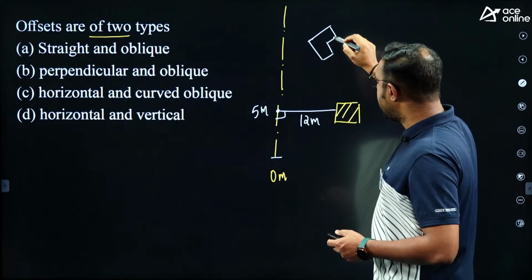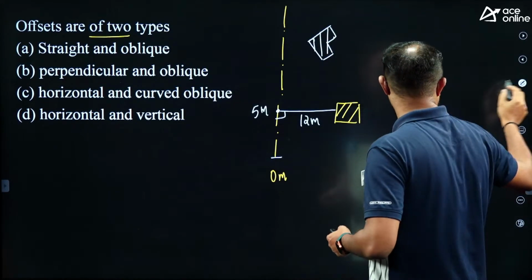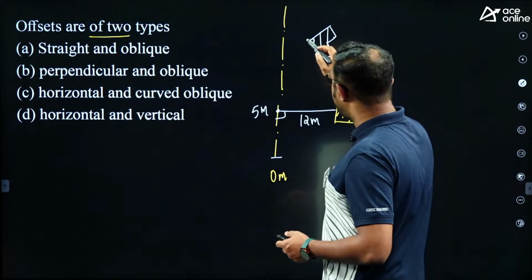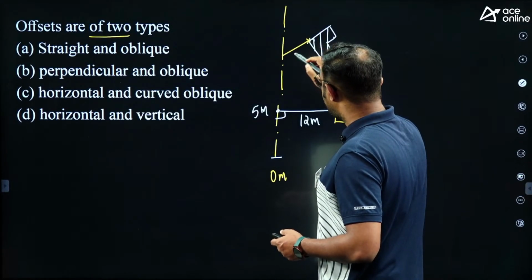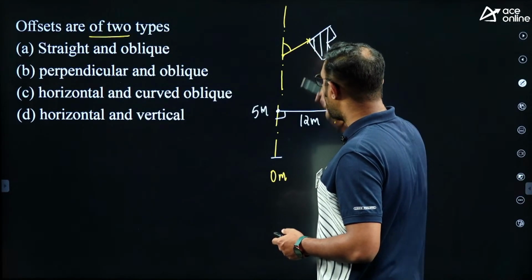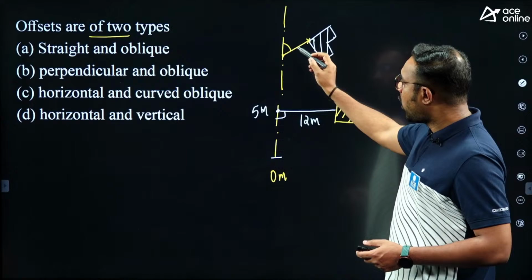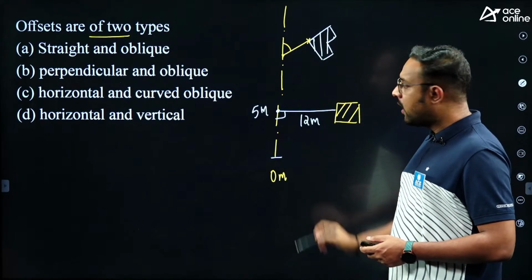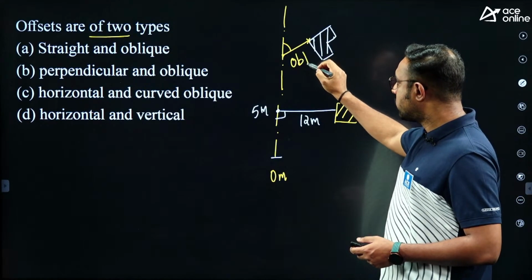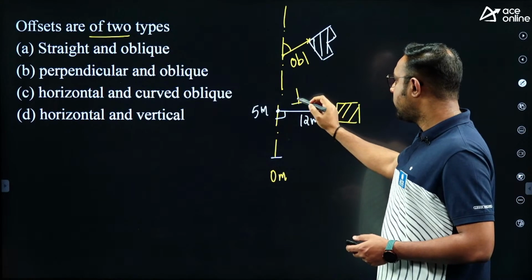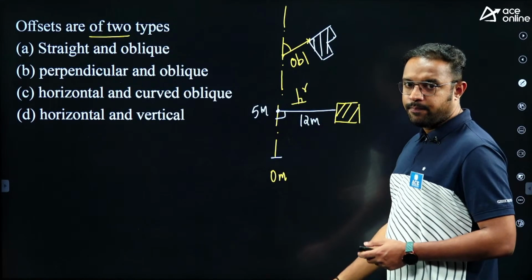But what if I have a building like this? If you're trying to plot this corner of the building by putting an offset like this, we call this particular offset an oblique offset because it is not making 90 degrees with the chain line. So this is known as an oblique offset. Since it is 90 degrees, we call it a perpendicular offset.